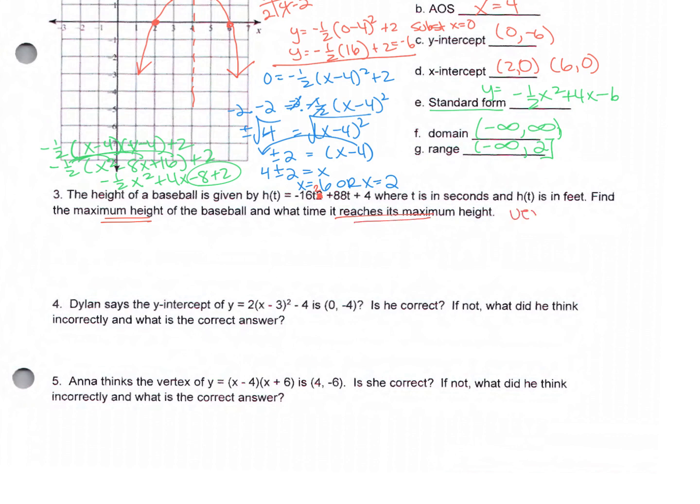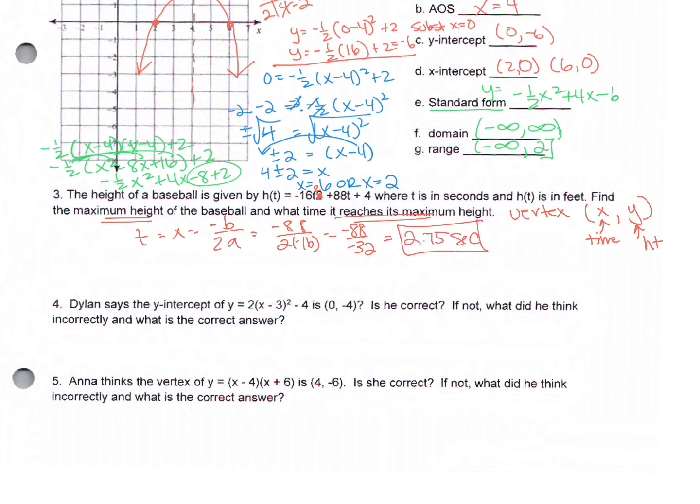Anytime you're talking about a maximum, you know that we're looking for the vertex. The x-coordinate, that's the time, and my y-coordinate, that's the height at that time. So let's do this. My x-coordinate, or my time, is negative b over 2a. So that's negative 88 over 2 times negative 16, negative 88 over negative 32, and when you divide those, you get positive 2.75 seconds. So the time that it gets to its max height is 2.75 seconds.